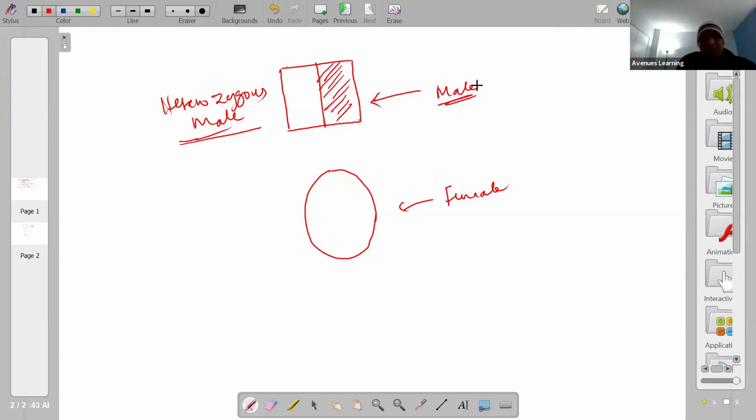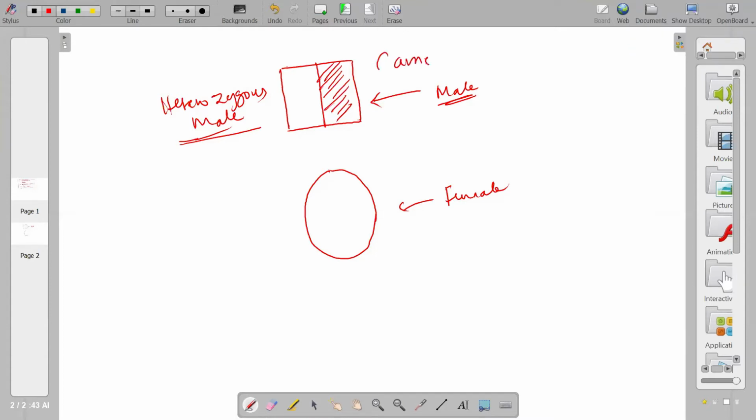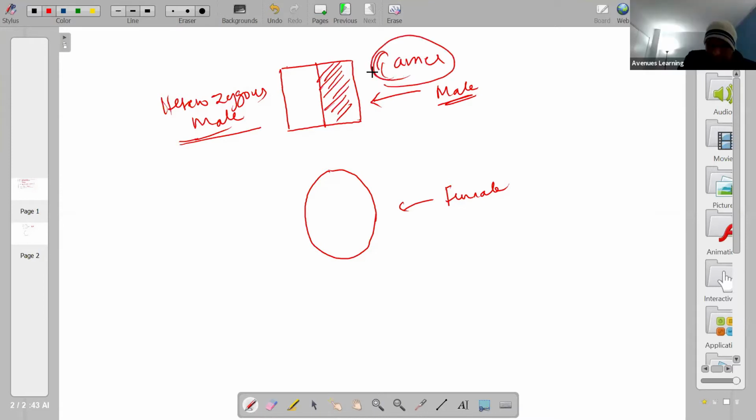Okay, my question to you is, what do you mean by heterozygous male? So one is a dominant and the other is a recessive allele. Yeah, you can even say carrier. Okay, one is a dominant and the other one is a recessive allele.